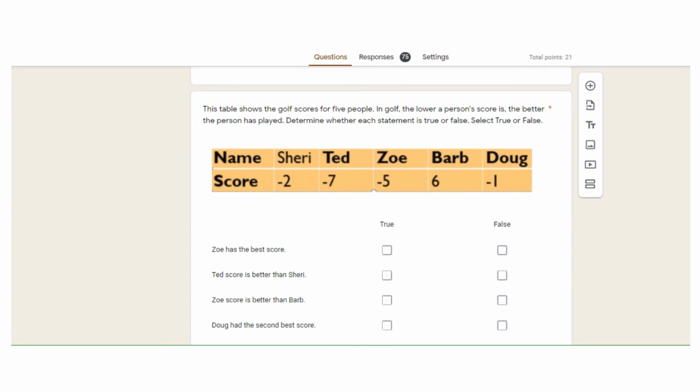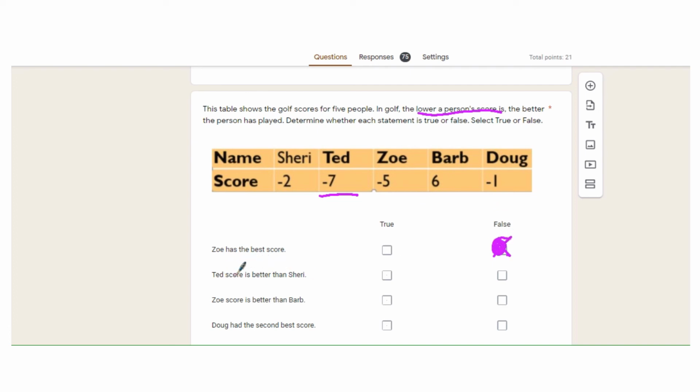This table shows the golf scores for 5 people. In golf, the lower a person scores, the better the person has played. Determine whether each statement is true or false. Zoe has the best score. If the lower the person scores, the better they play, we're looking for the lowest score to be the best score. If we look at the values, -2, -7, -5, 6, and -1, the lowest value is Ted. So Zoe does not have the best score. That is a false statement.